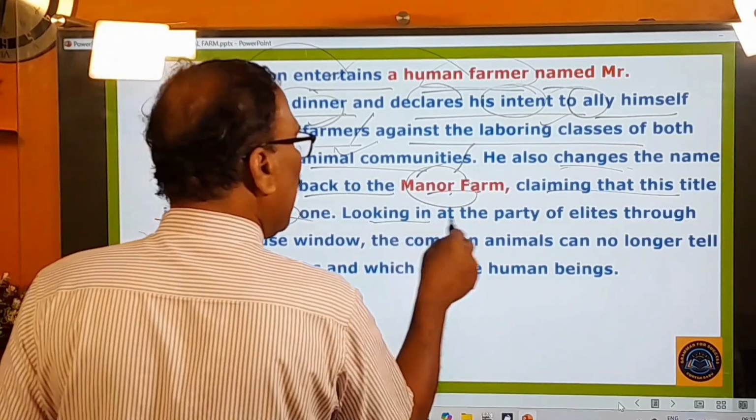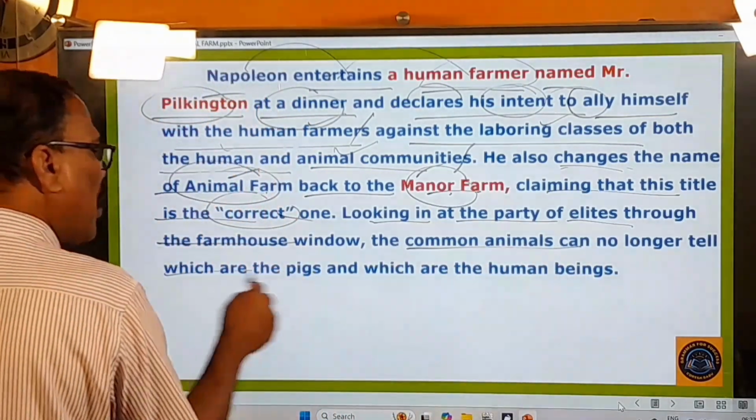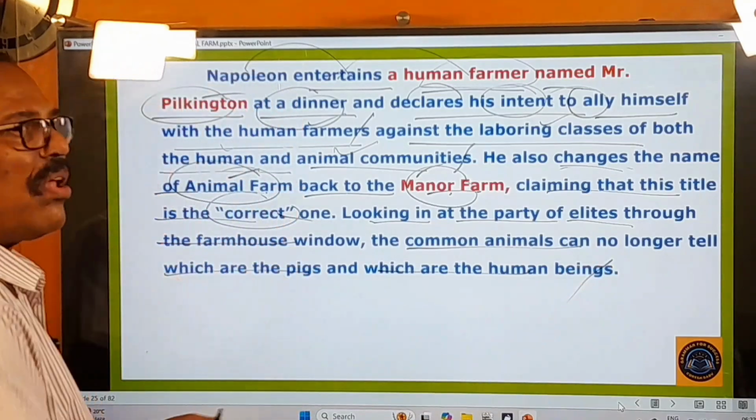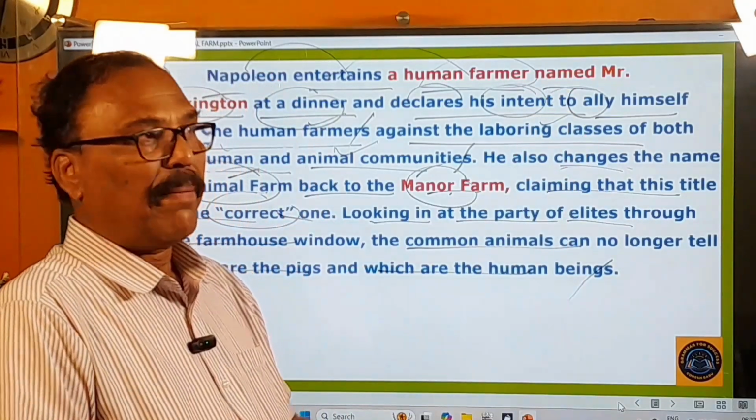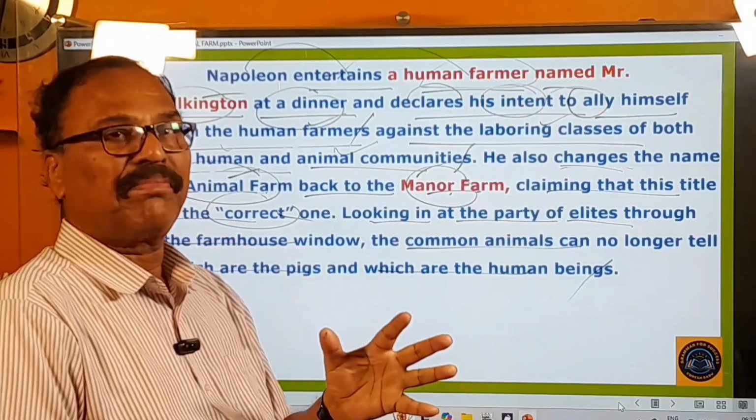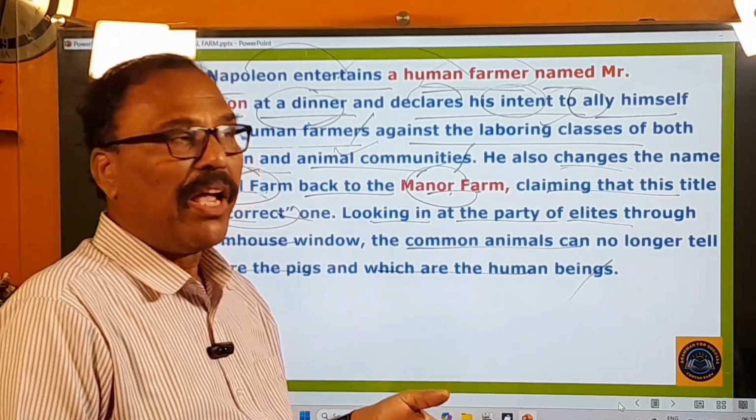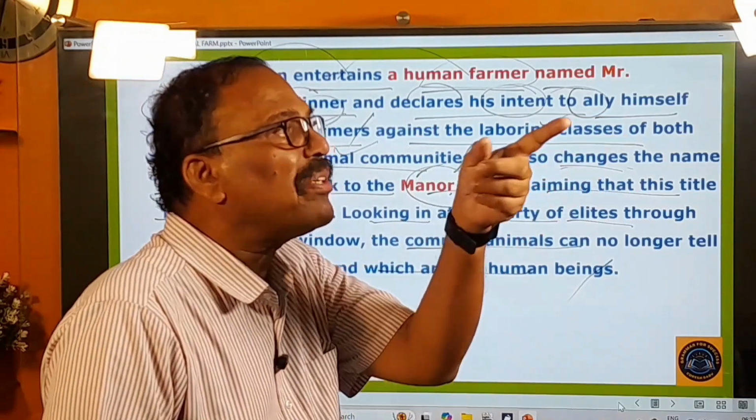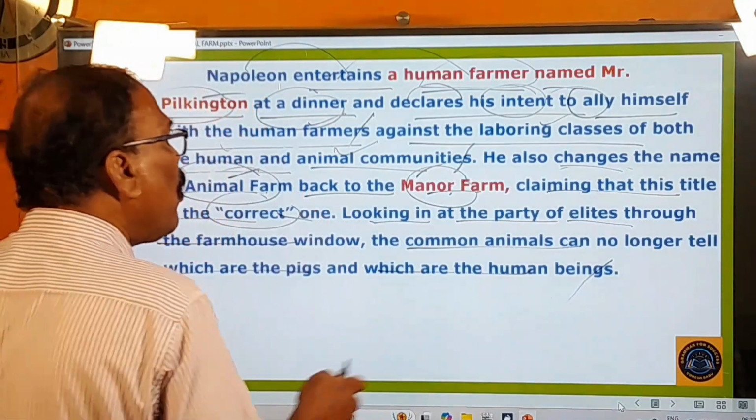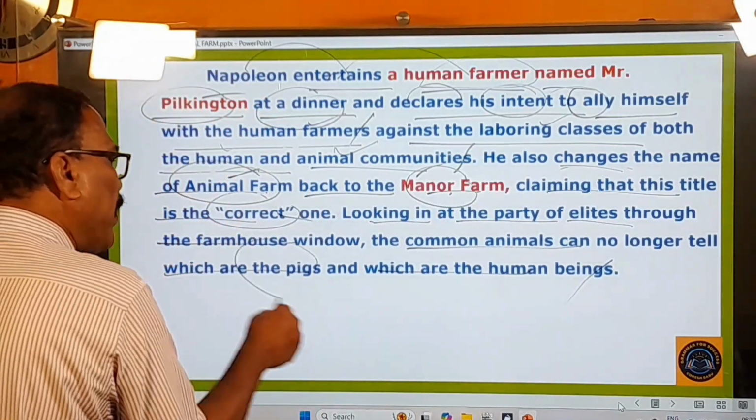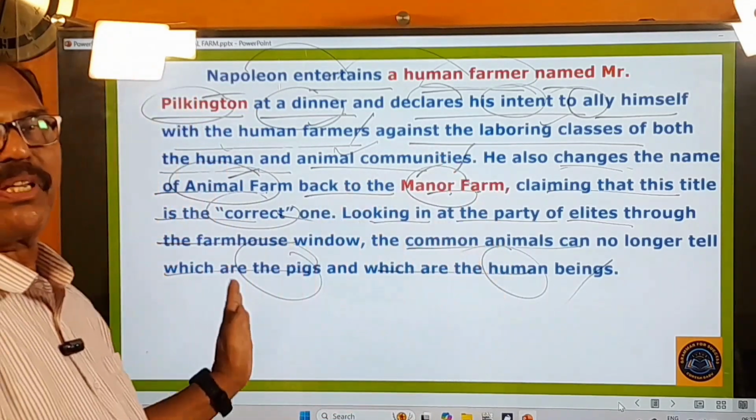Looking in at the party elites through the farmhouse window, the common animals can no longer tell which are pigs and which are the human beings. So all other animals peeped into the dinner party room. The party was going on in the big hall, and all other animals were outside. They were hungry, they were very unhappy, and they peeped into the party room through the windows, through the holes and all that, and they could no longer find the difference between the pigs and the human beings. That means the pigs are behaving like human beings, the human beings are behaving like pigs.